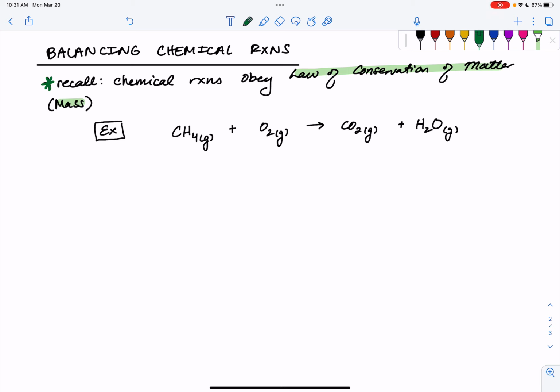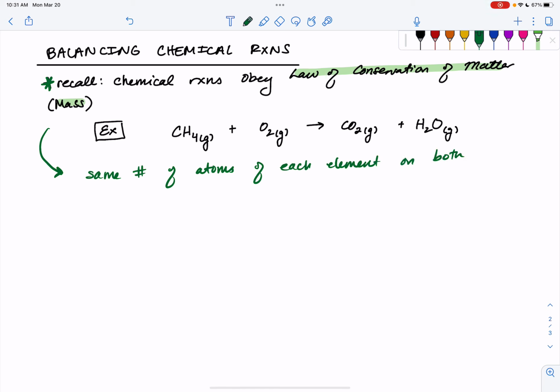And what we know about this based on the law of conservation of matter or the law of conservation of mass is we need to have the same number of atoms of each element on both sides of a reaction arrow. Meaning if I start with some number of carbon, hydrogen, and oxygen atoms, I should wind up with the same number of carbon, hydrogen, and oxygen atoms because atoms are neither created nor destroyed in a chemical reaction, they are simply rearranged.